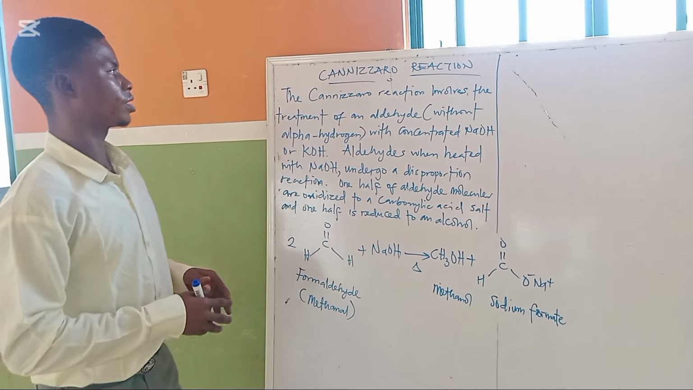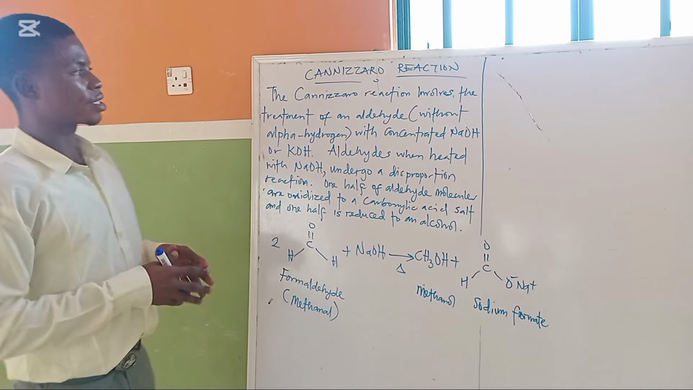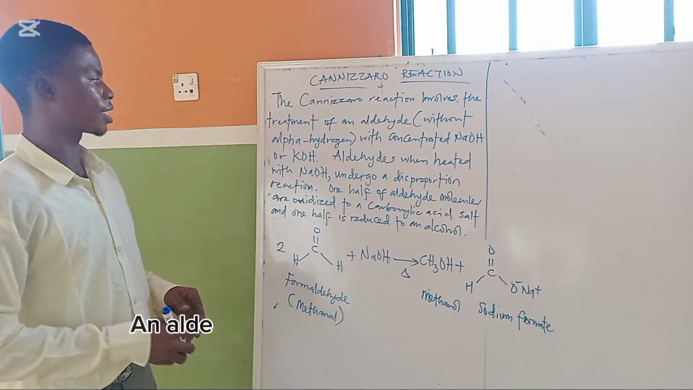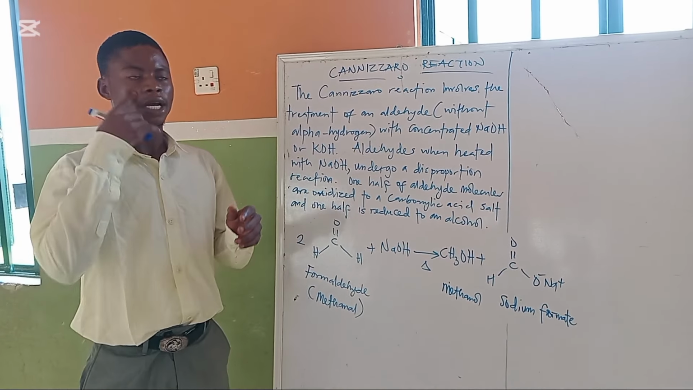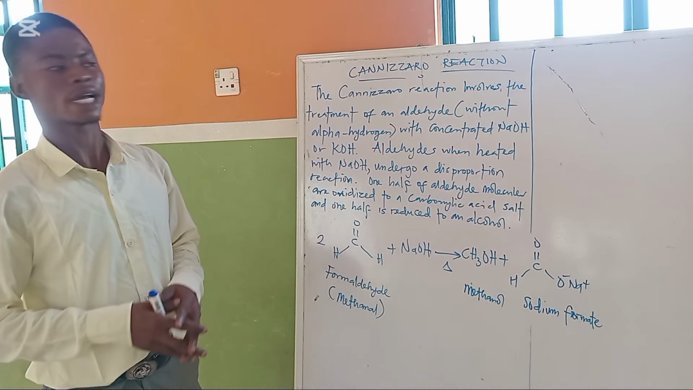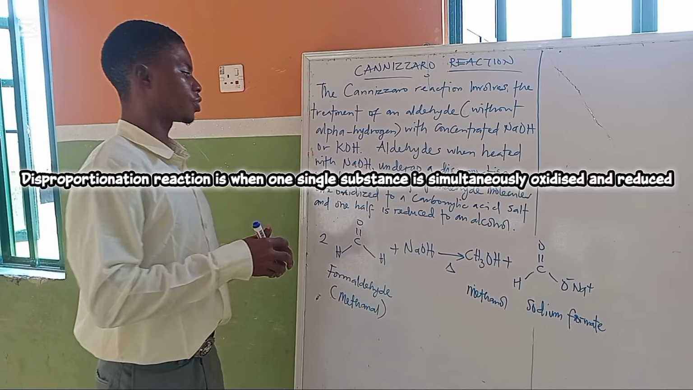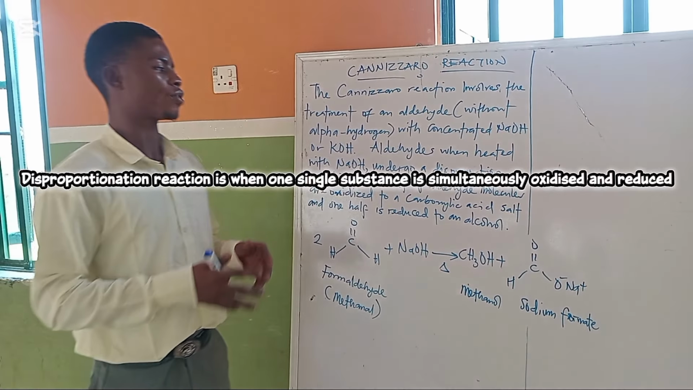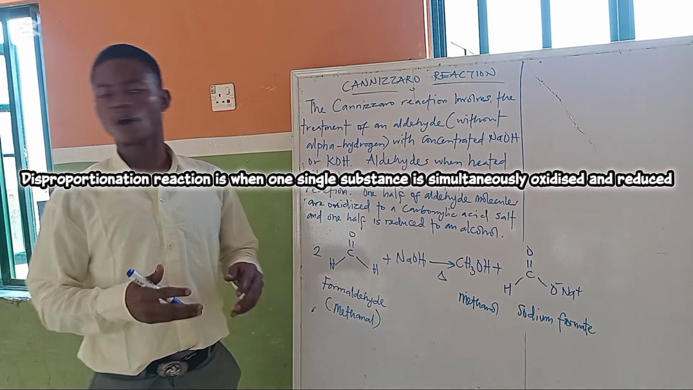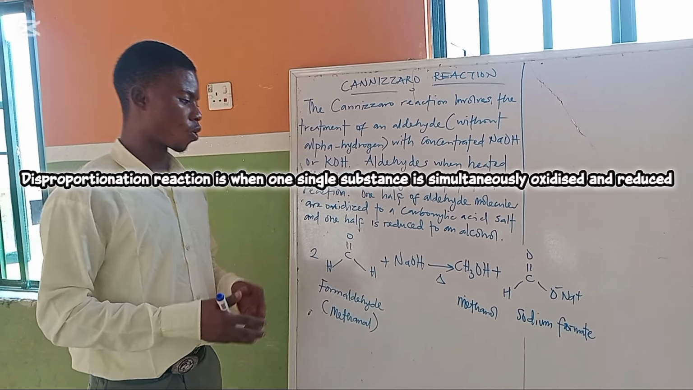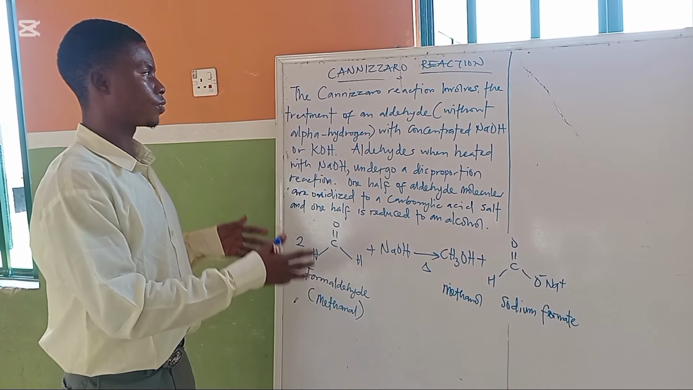We will explore the Cannizzaro reaction and its mechanism. The Cannizzaro reaction involves the treatment of an aldehyde without alpha hydrogen with concentrated sodium hydroxide or potassium hydroxide. Aldehydes, when heated with sodium hydroxide, undergo a disproportionation reaction. That is, one half of the aldehyde molecules are oxidized to a salt of carboxylic acid, and the other half is reduced to an alcohol. So this is the chemical reaction of the Cannizzaro reaction.